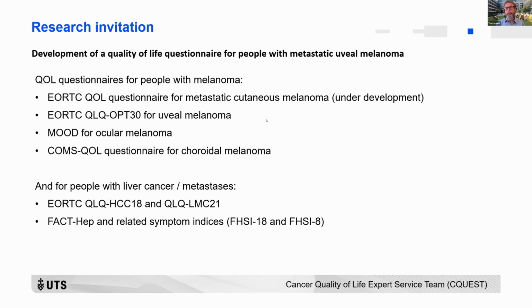But all of these were really developed for people with early stage disease, and they have not been validated in people with metastatic disease. And then, of course, there are a range of measures from the EORTC and the FACT suites of quality of life measures available either for primary liver cancer or for liver metastases.